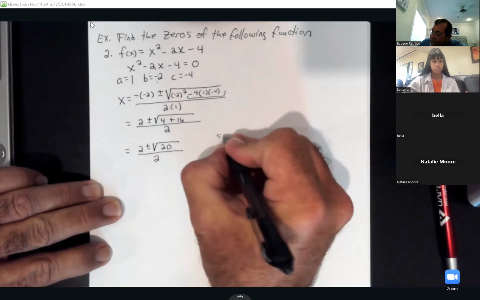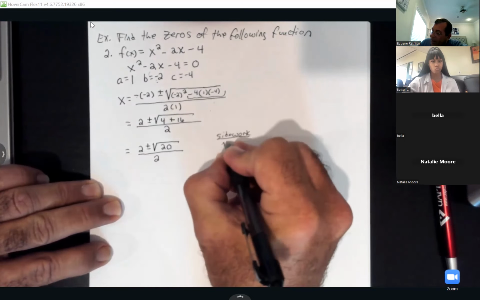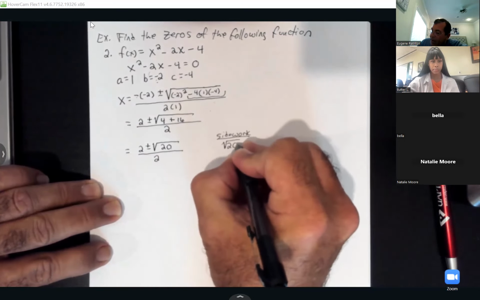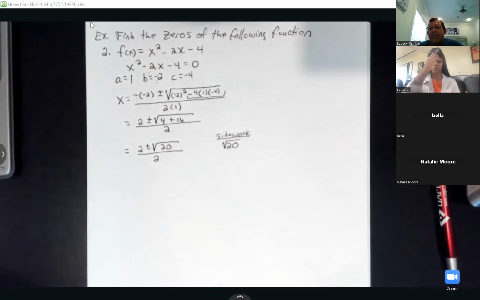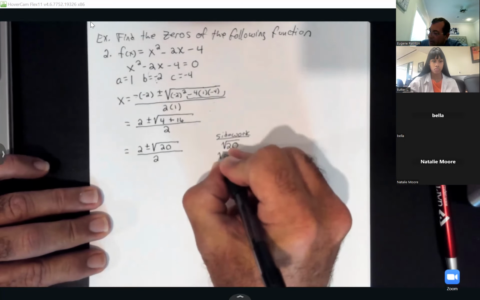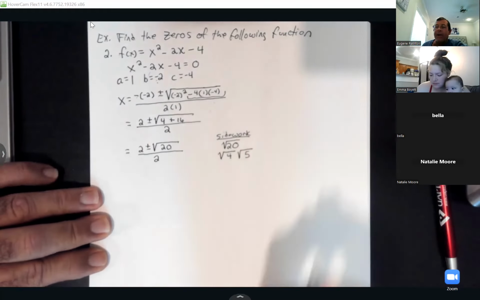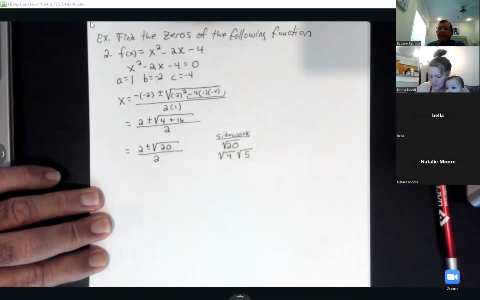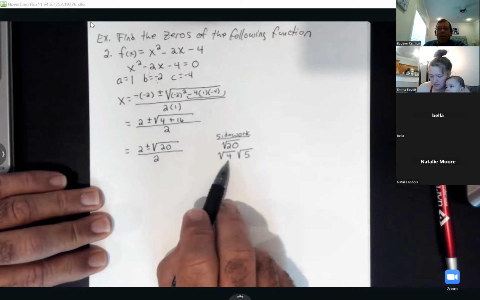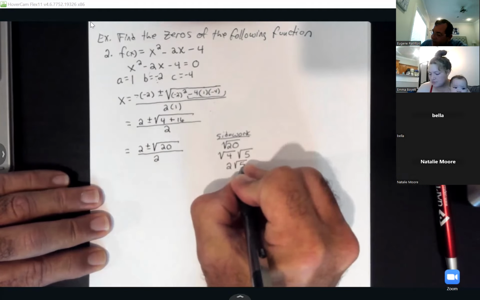So I'm going to do some side work. And what we need to do is figure out whether we can simplify that square root of 20. So y'all, are there any perfect squares that are factors of that 20? 4. So since 4 is a factor, I'm going to make that a 4 and a 5. All righty, y'all. The square root of 4 is going to give me 2. So I get a 2 square root of 5.